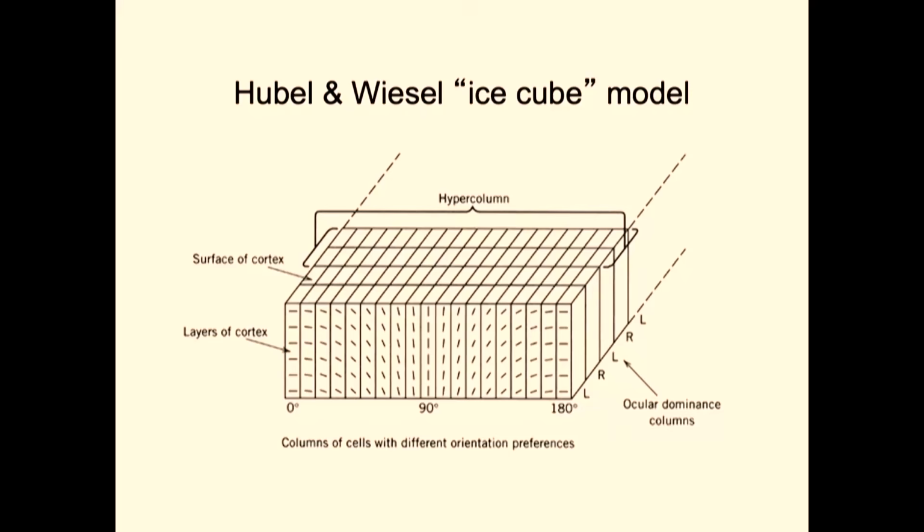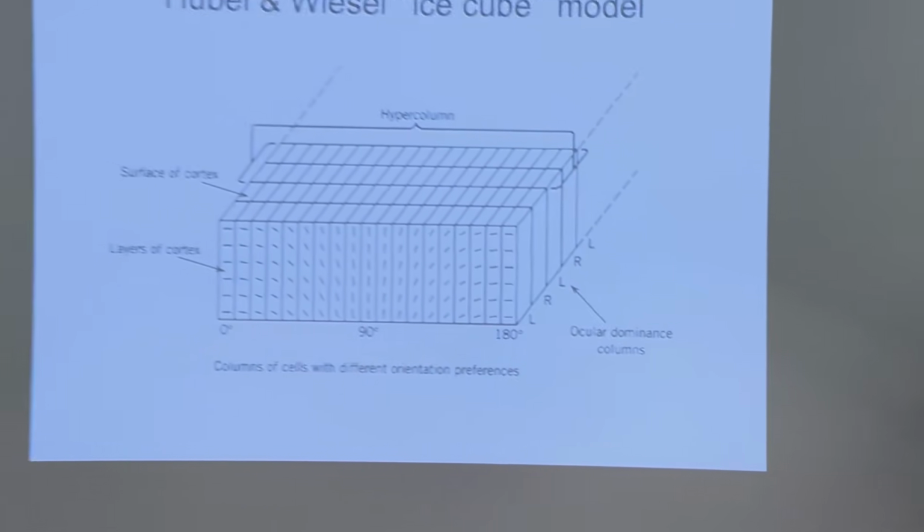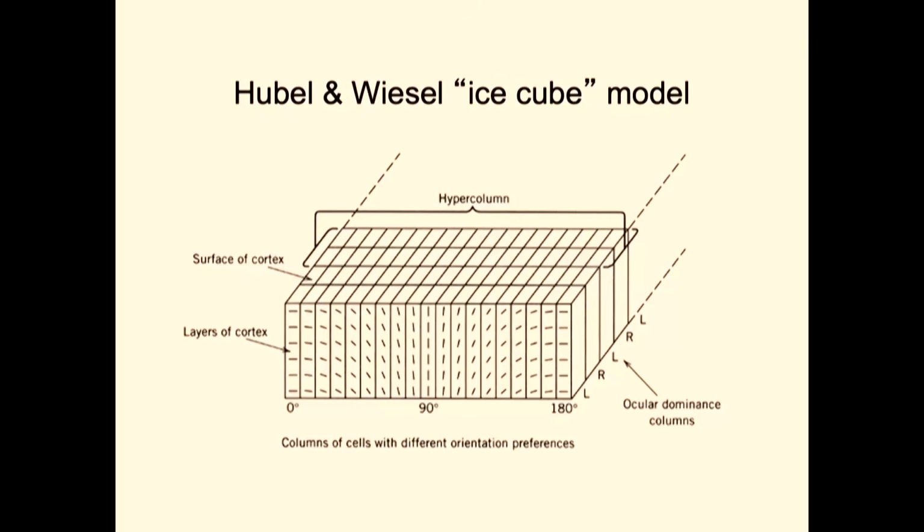is that you could think of the visual cortex as a set of hypercolumns, where each hypercolumn contains all of the different kinds of measurements that you would want to make at one point in space. Okay, and those measurements are different orientations, as you can see here, and also the left and the right eye. Okay, and this was also sometimes referred to as the ice cube model.